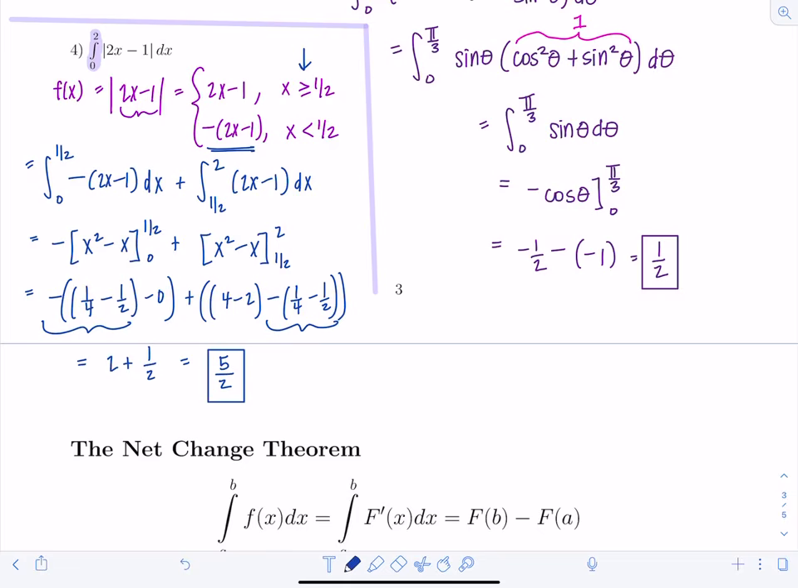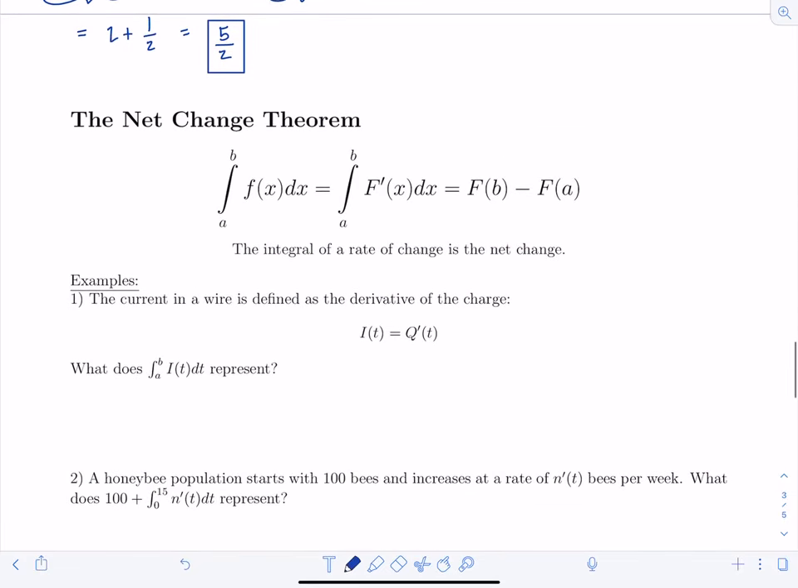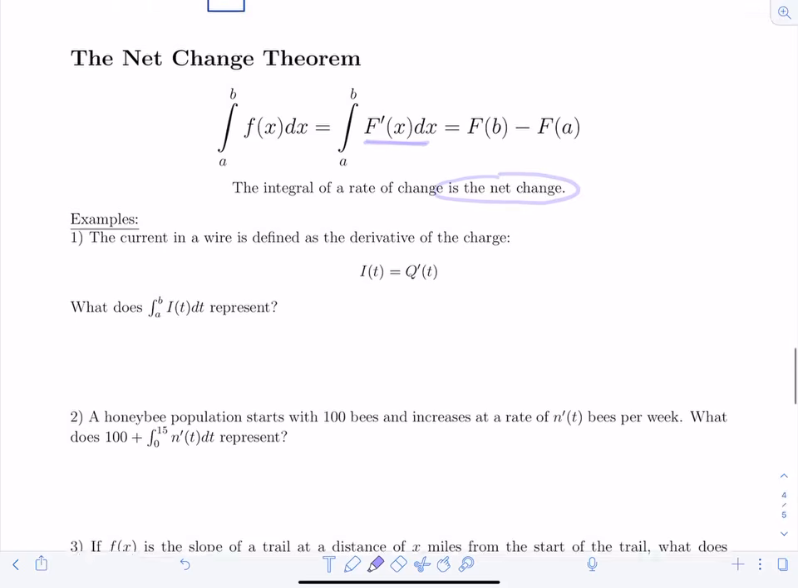Next new idea is the net change theorem. So if you have the definite integral from a to b of f of x dx, and that's equal to the definite integral from a to b of capital F prime of x dx, then that's equal to capital F of b minus capital F of a. So what is that saying? Well, remember, capital F is your antiderivative of your lowercase f of x, that function. So the integral of a rate of change, remember, our derivative represents the rate of change, that's equal to the net change. Okay, so we're going to look at some applications now to get a better feel for what this net change theorem is telling us.